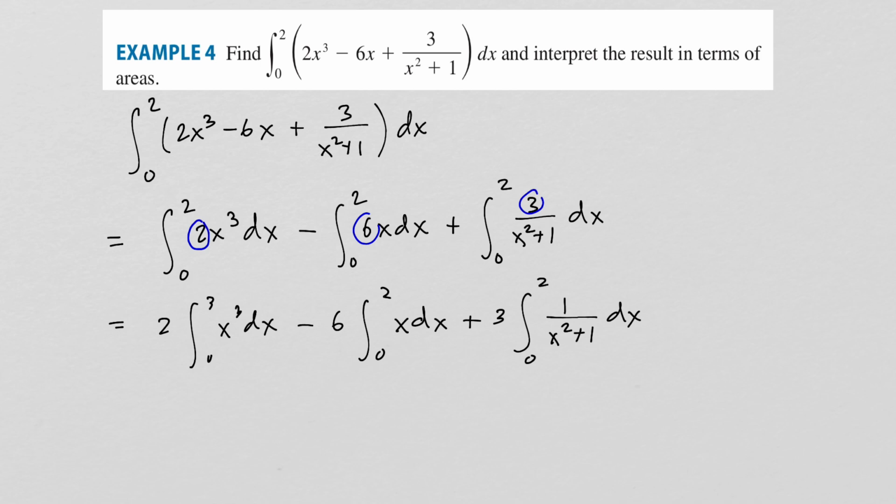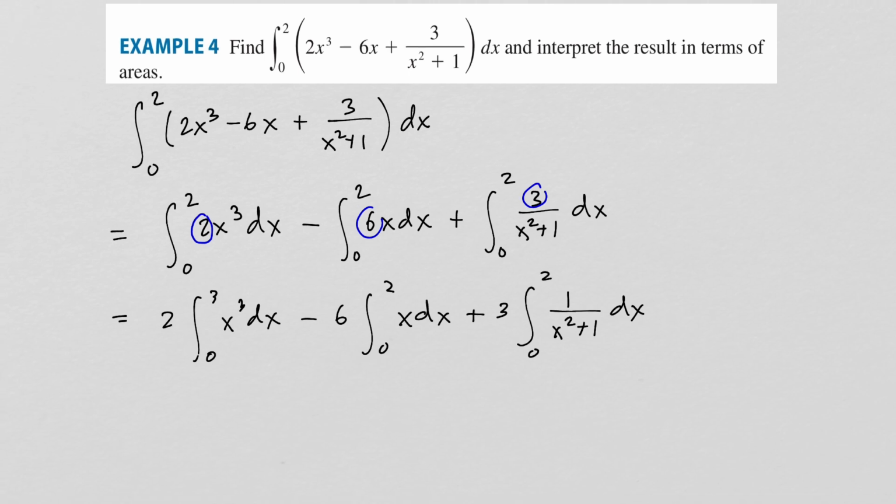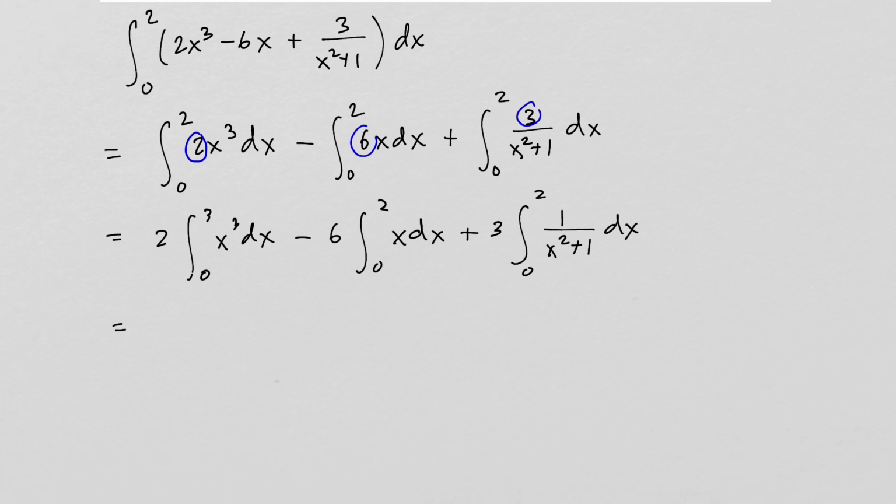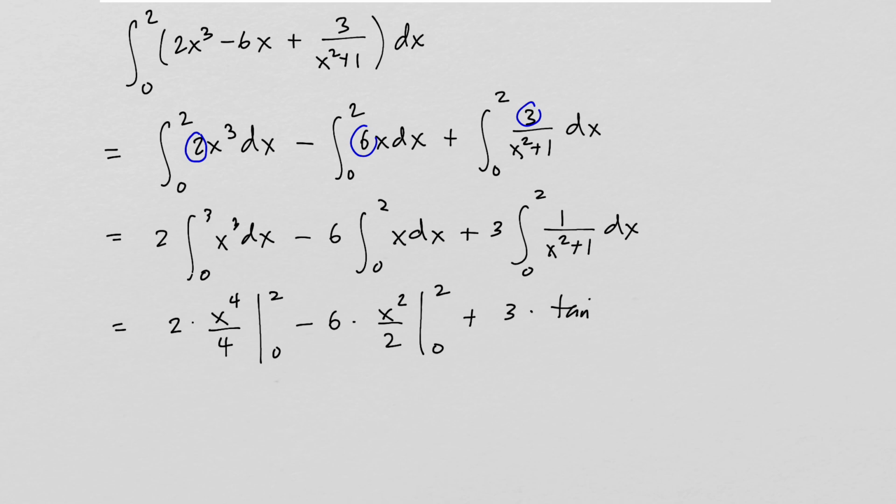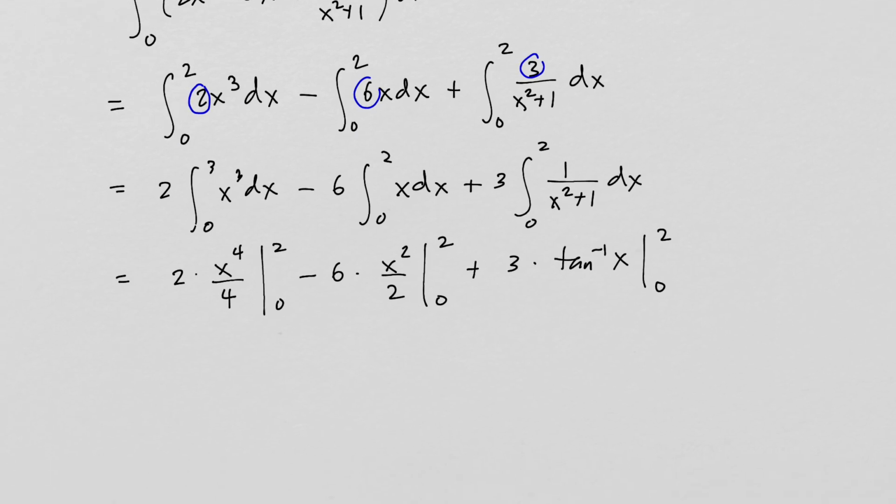All right. And now we just have to compute these antiderivatives. So we have 2 times the antiderivative of x cubed, which is x to the 4th over 4, evaluated from 0 to 2, minus 6 times the antiderivative of x, which is x squared over 2, evaluated from 0 to 2, plus 3 times the antiderivative of 1 over x squared plus 1, which is the inverse tangent of x. Now, you are going to plug in 2 and 0 and subtract on each one of these.